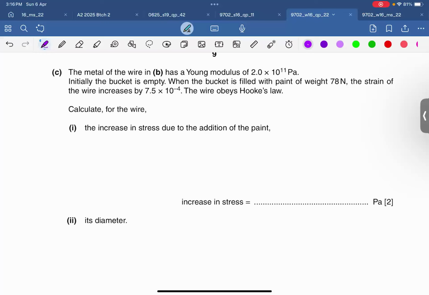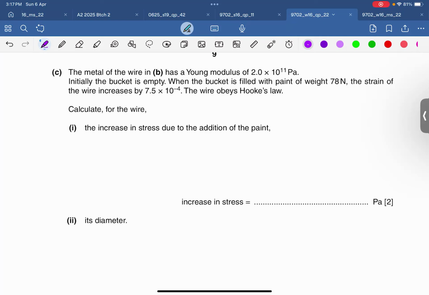The metal of the wire in B has Young modulus 2 exponent 11. Initially, the bucket is empty. When the bucket is filled with paint of weight 78 Newton, the strain of the wire increases by 7.5 exponent negative 4. The wire obeys Hooke's law. Calculate for the wire the increase in stress due to the addition of the paint.